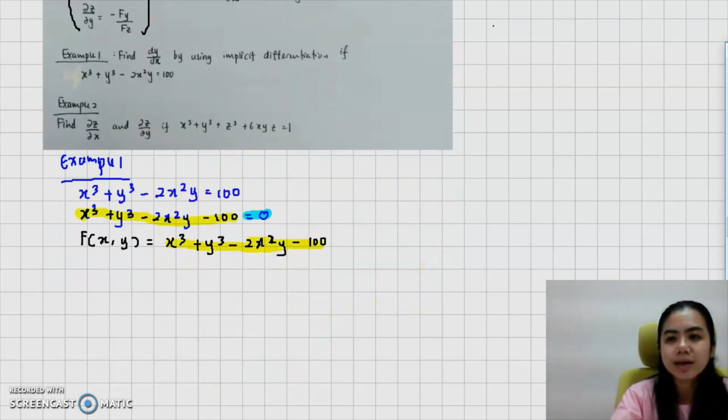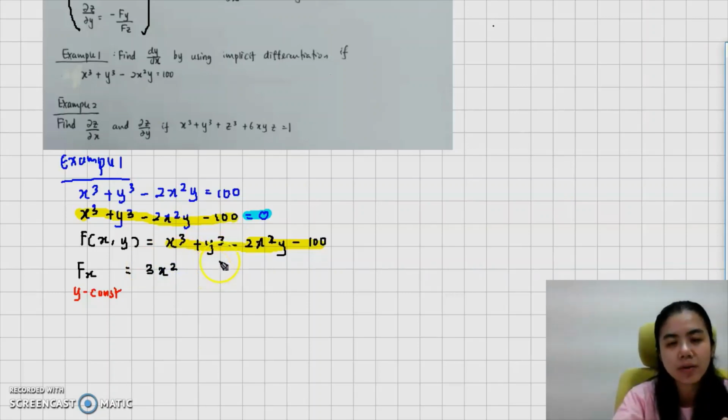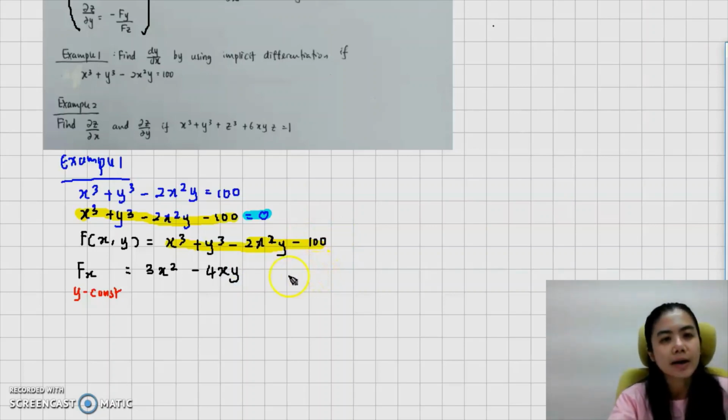We're going to have the fx first. Fx means that you're going to treat the y as constant. This is something we have done many times. We differentiate this and it gives you 3x squared, and this is constant, so we have a 0, which you don't have to write out. And we have minus 2x squared y: you differentiate the x squared, y is a constant, so we have minus 4xy. And minus 100 gives you a 0, so we don't write it. That is your fx.